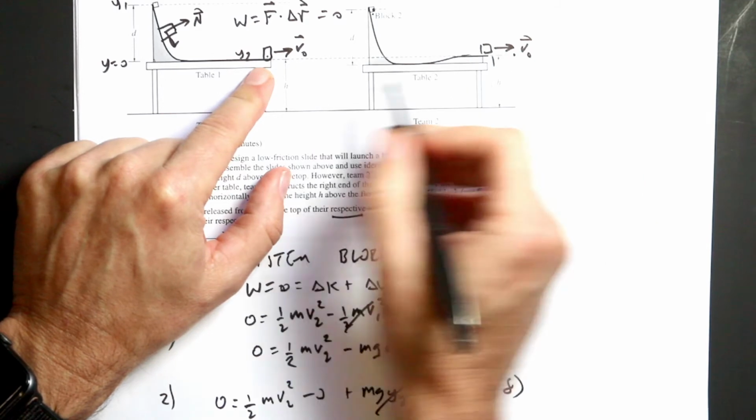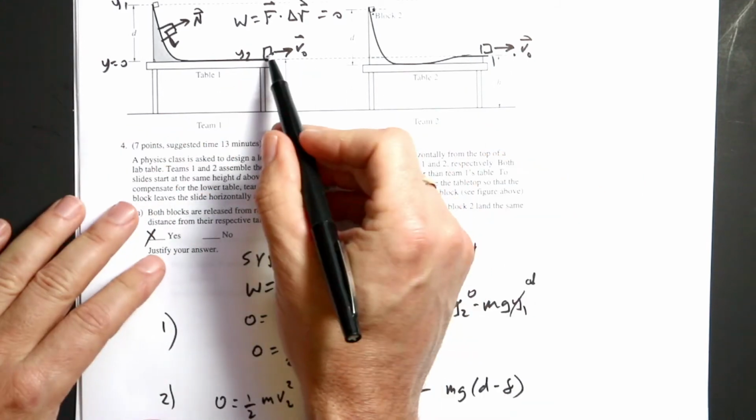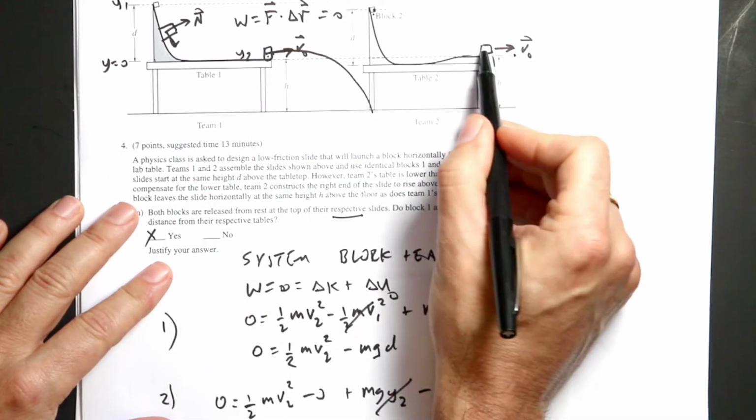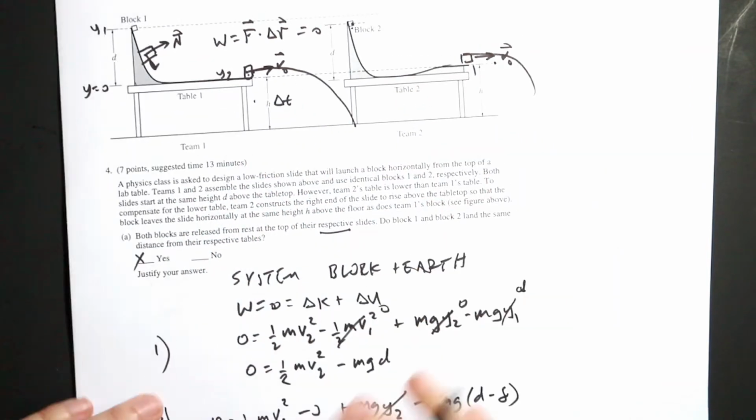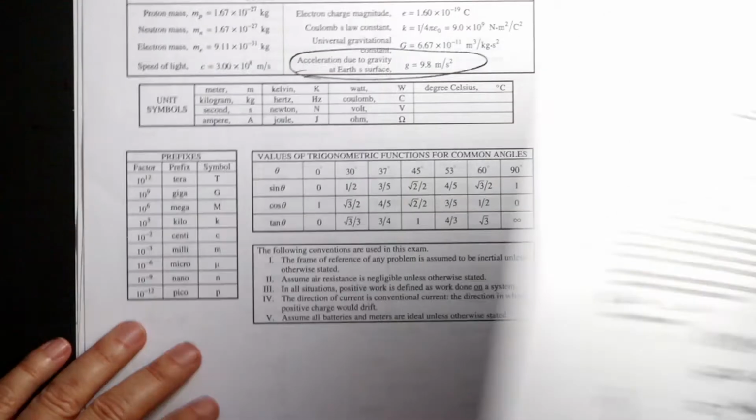Okay, now we're going to the second part. Which one's going to go farther? Now it's just normal projectile motion. This one's going to take a longer delta time, right? Let's set up the projectile motion.